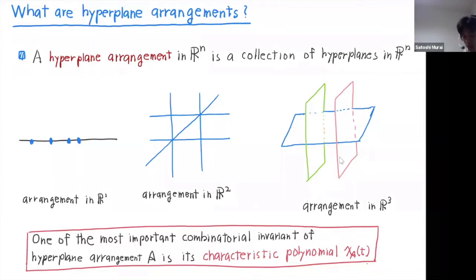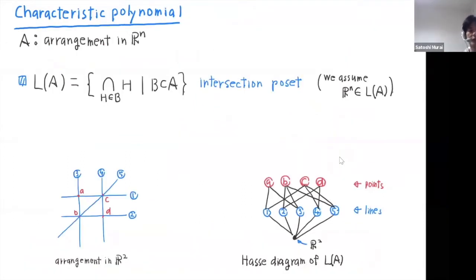Anyway, let me first define what a characteristic polynomial is. To define this polynomial, I actually need some preparations. So I need two things. One thing is the intersection poset, or sometimes people also call it the intersection lattice. And the other thing is the Möbius function. So let me first introduce the intersection poset.